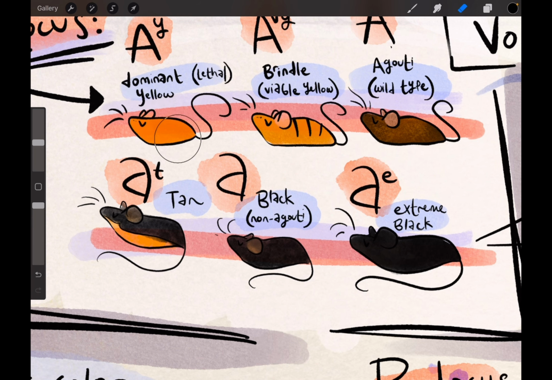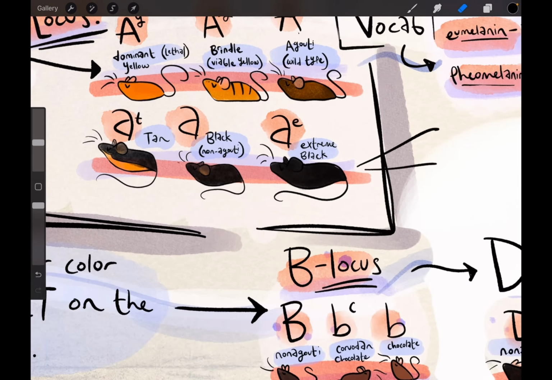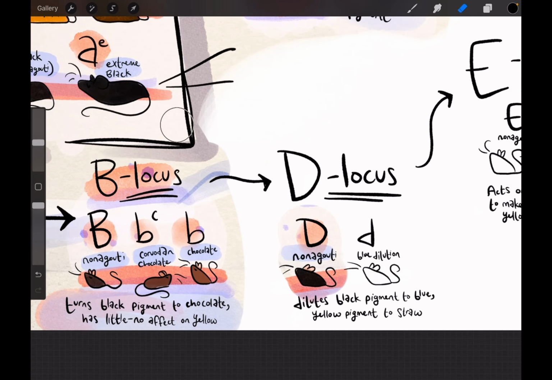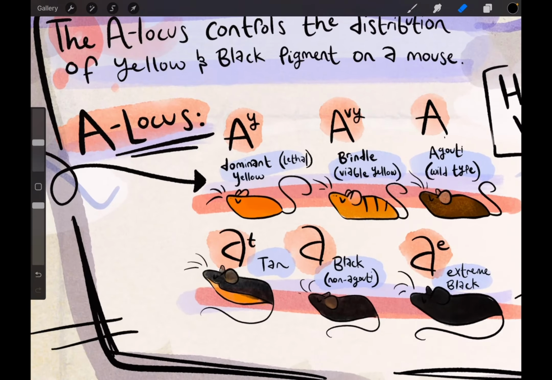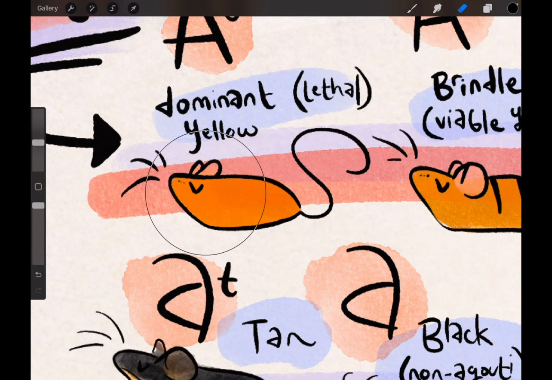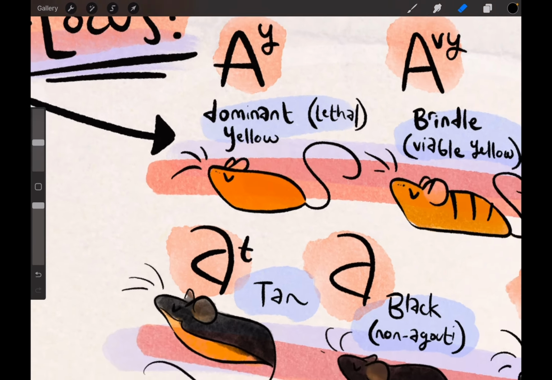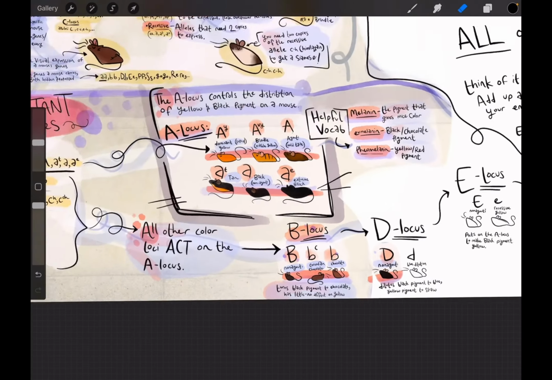You wouldn't even be able to know that this mouse was chocolate if it had chocolate on it. So that kind of information is handy to have. That means if you breed a dominant yellow to another mouse, you might get chocolates out of the litter when you weren't expecting them.